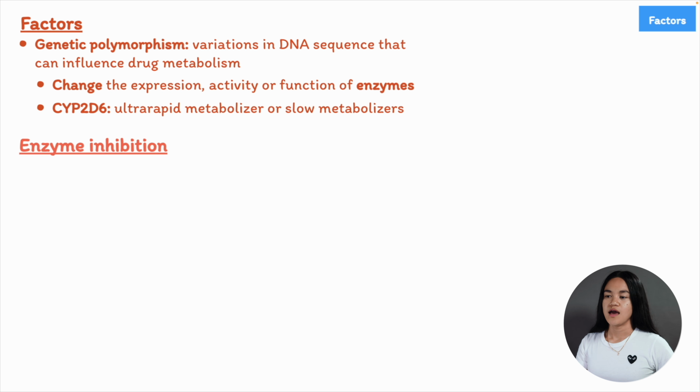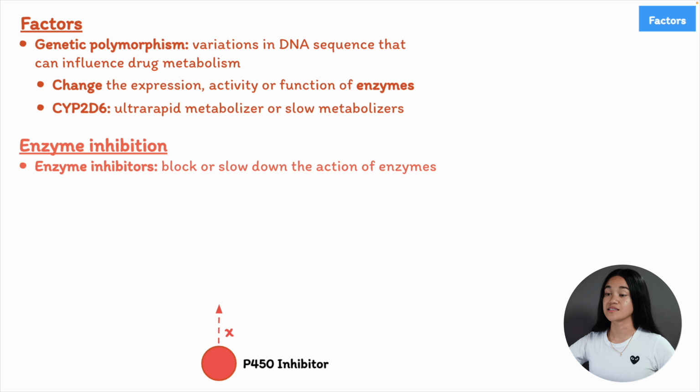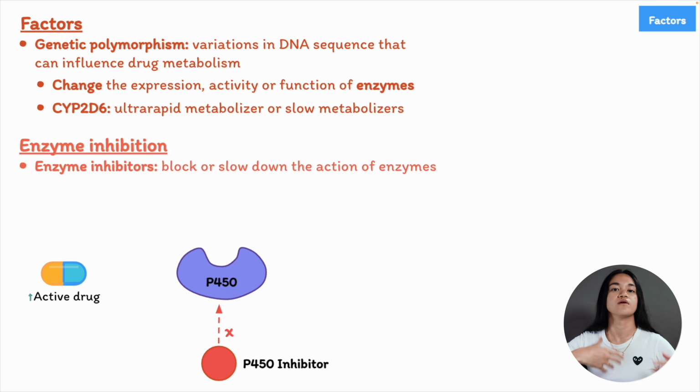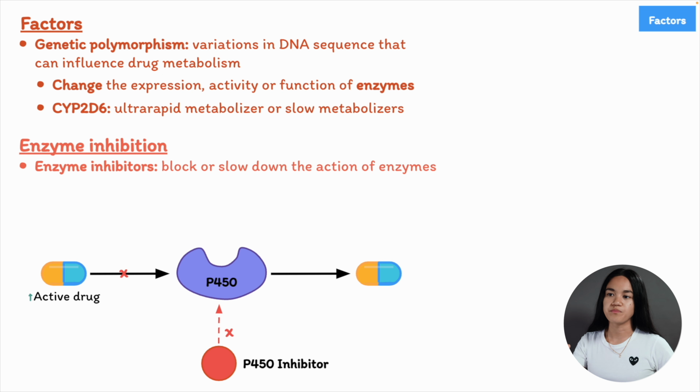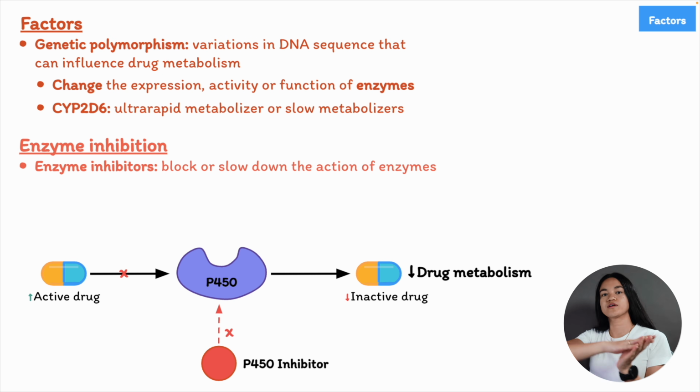Okay, enzyme inhibitors act in the opposite direction. What they do is they block or slow down enzyme action on drugs or molecules. They typically bind and inhibit the enzyme's activity. Okay, so we're working in the opposite direction now. They're blocking the activity of the enzyme.